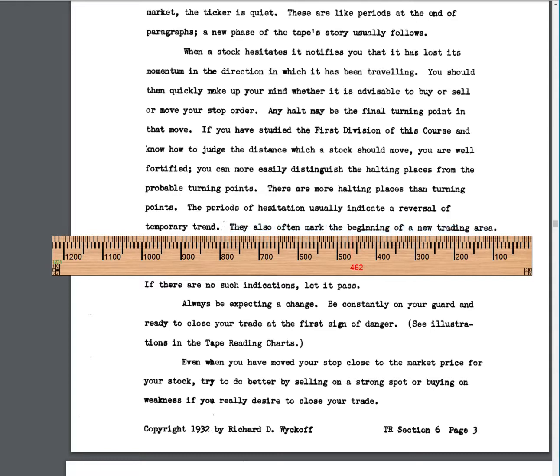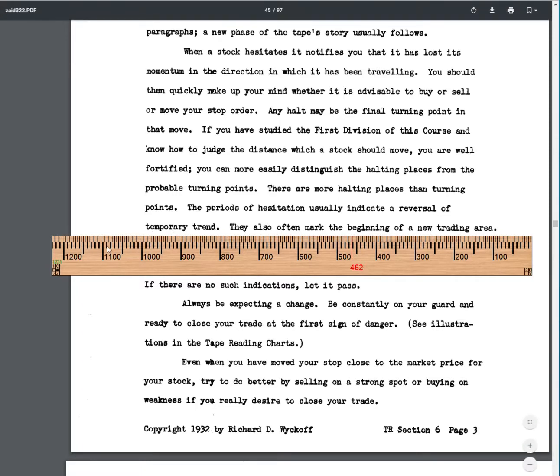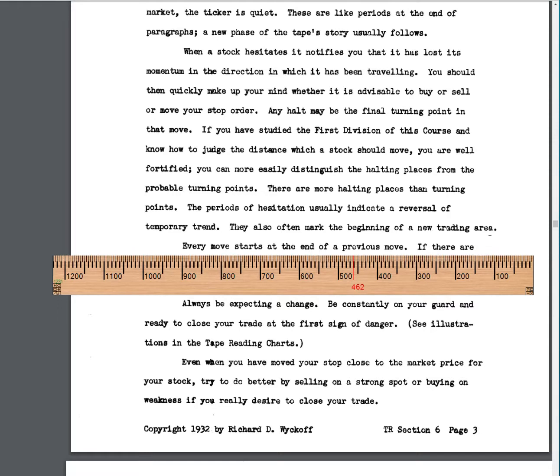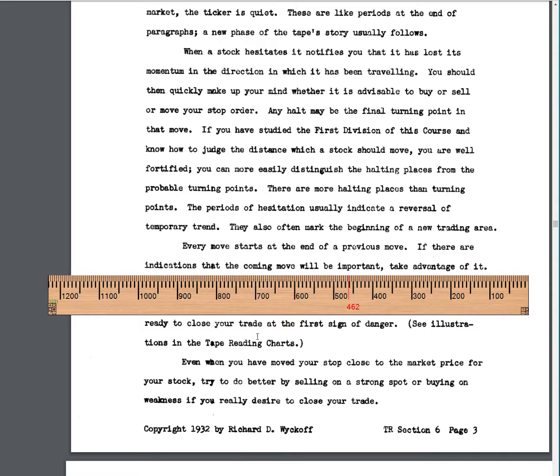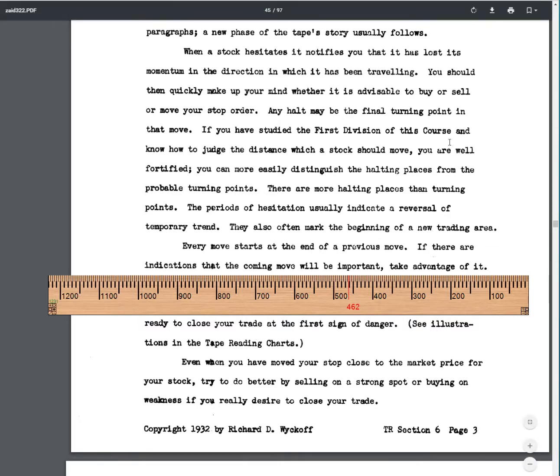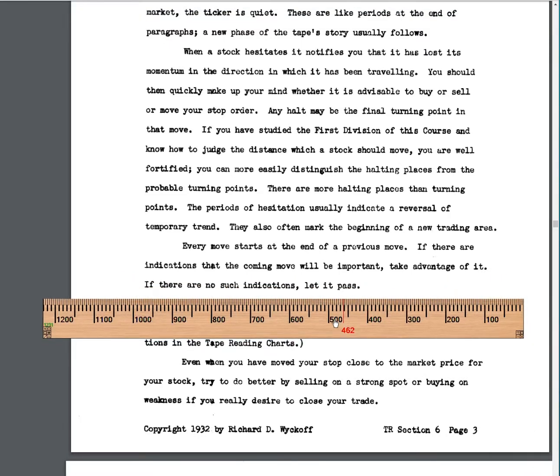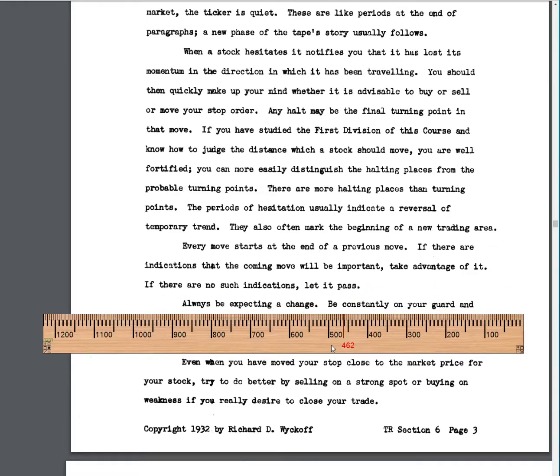It's like you're looking for hesitation, meaning green, red, that kind of sets things up. So a period of hesitation usually indicates a reversal in the temporary trend. They also mark the beginning of a new trading area. Every move starts at the end of a previous move. If there are indications that the coming move will be important, take advantage of it. If there is no such indication, let it pass.